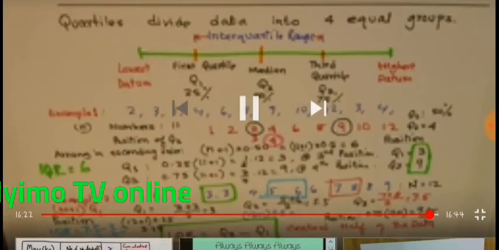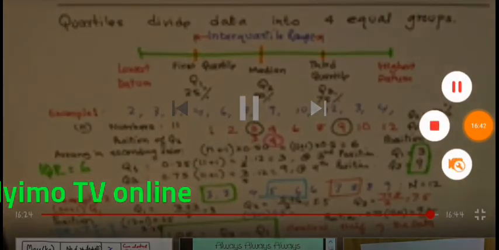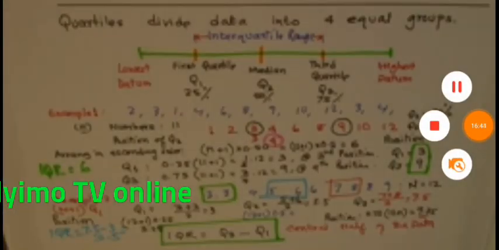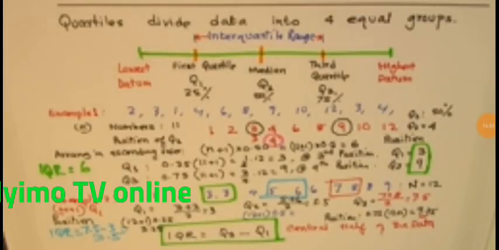I'm Anil Kumar, and I hope with this video it is clear how to calculate the first quartile, second quartile and third quartile and find the interquartile range when the data could be even or odd numbers.